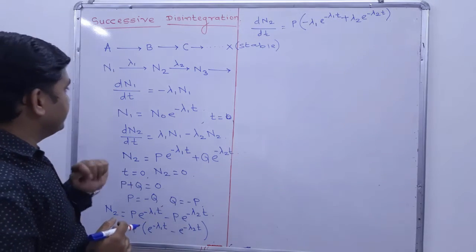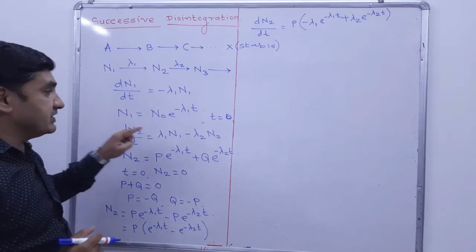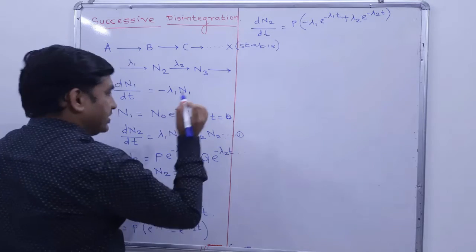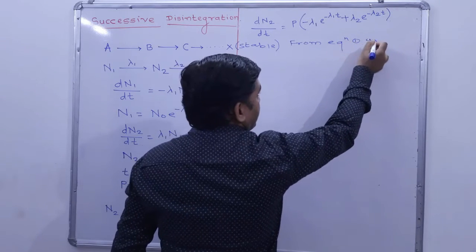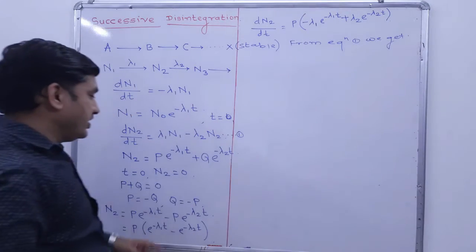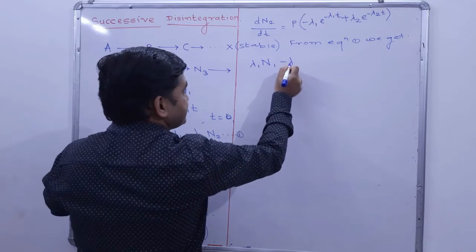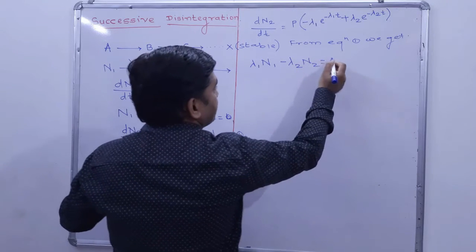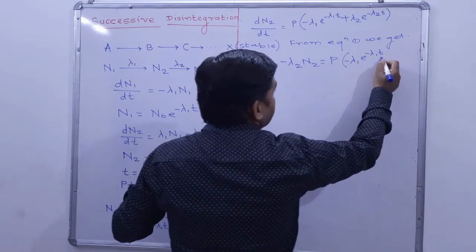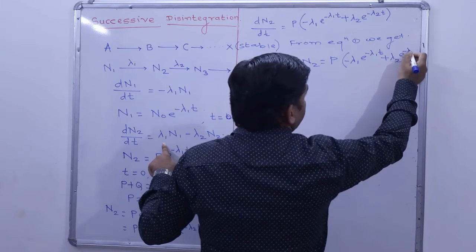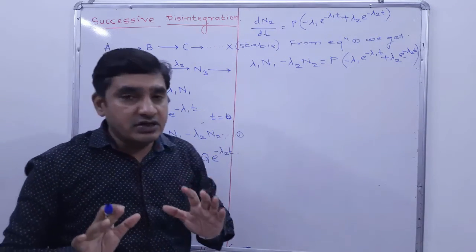Now, we know that the rate of disintegration of a daughter, if we consider this as equation number 1, from equation 1 we get lambda 1 N1 minus lambda 2 N2, which is equal to p in bracket minus lambda 1 e raised to minus lambda 1 t plus lambda 2 e raised to minus lambda 2 into t. So this is one of the equations.